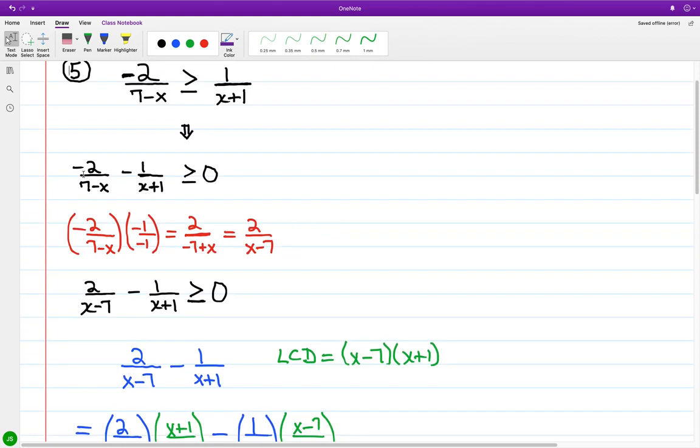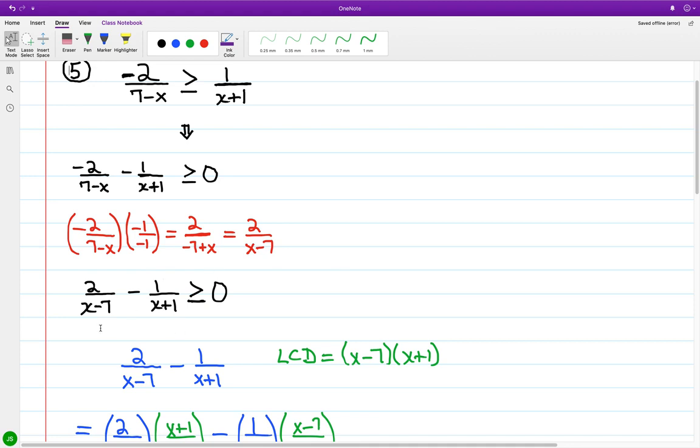If you notice, I have -2 over 7 minus x. Now, you can leave this ratio as it is, but I thought it would look a little bit more user-friendly if I just multiply by 1, in the form of -1 over itself, translating to where the x term in the denominator is positive and the constant is negative. So multiplying by -1 over -1, we have 2 over x minus 7. And in the rewrite, we have 2 over x minus 7 minus 1 over x plus 1 is greater than or equal to 0.